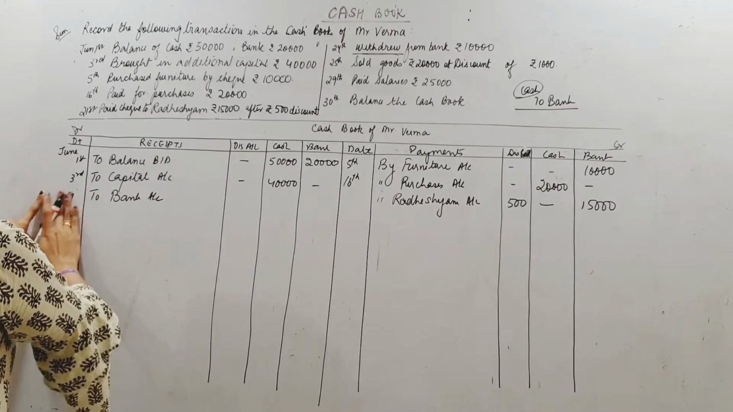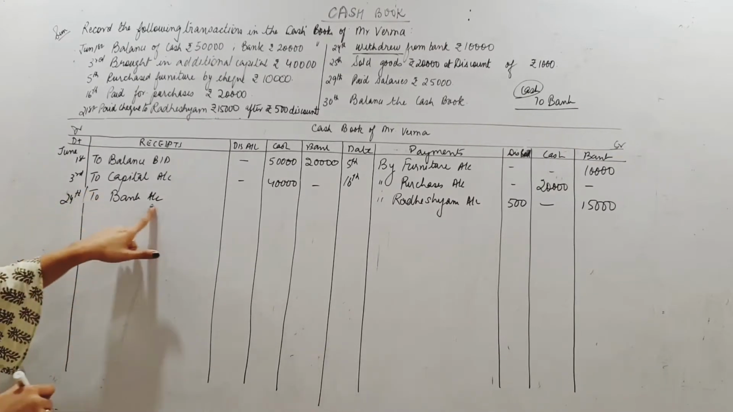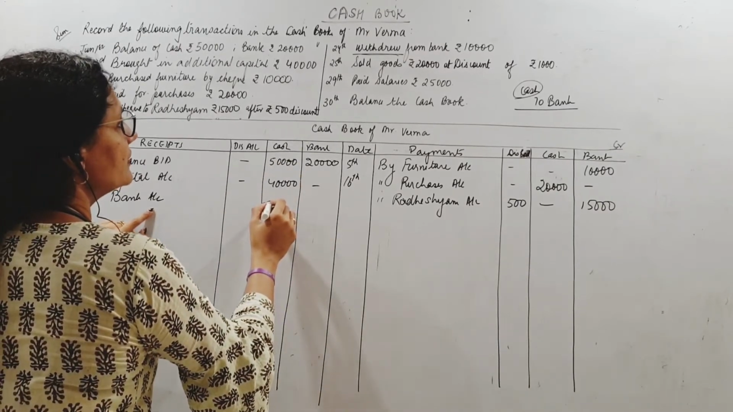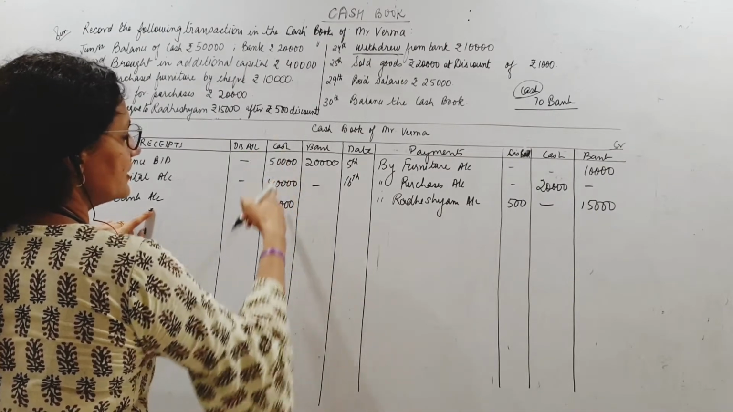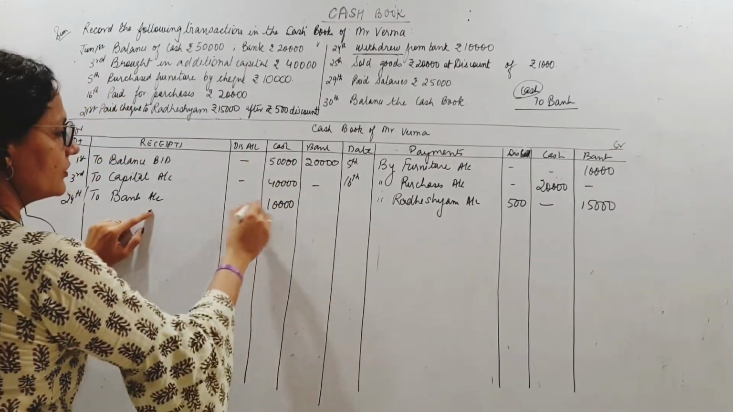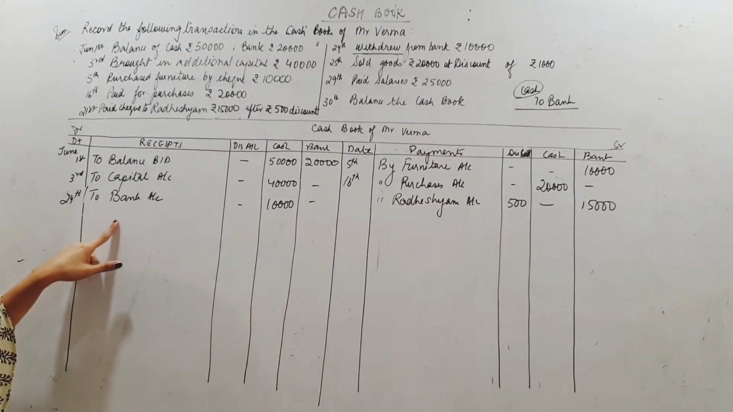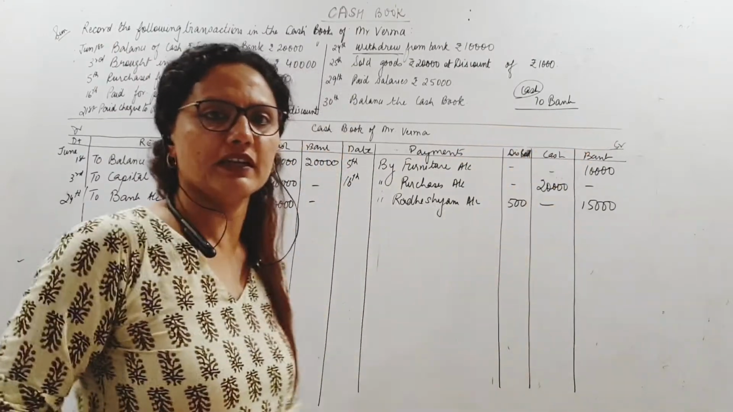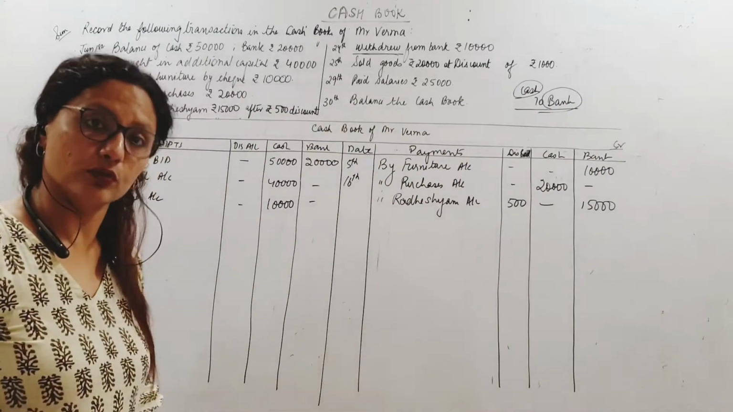This is on the 24th. So the bank account is credited and cash came in. How much came? 10,000. 10,000 has come into the cash account. Clear? Not here, not here. But this is just one part of the transaction that I have recorded. What about this bank account? There is a payment. Bank is making a payment, so this should come on the payment side also.